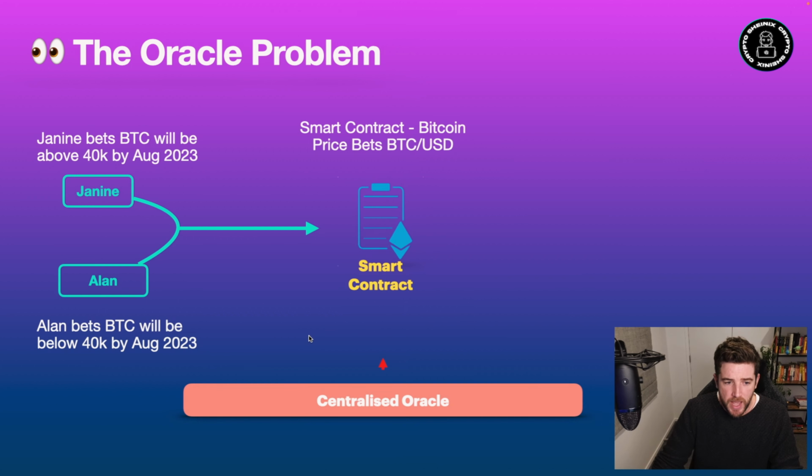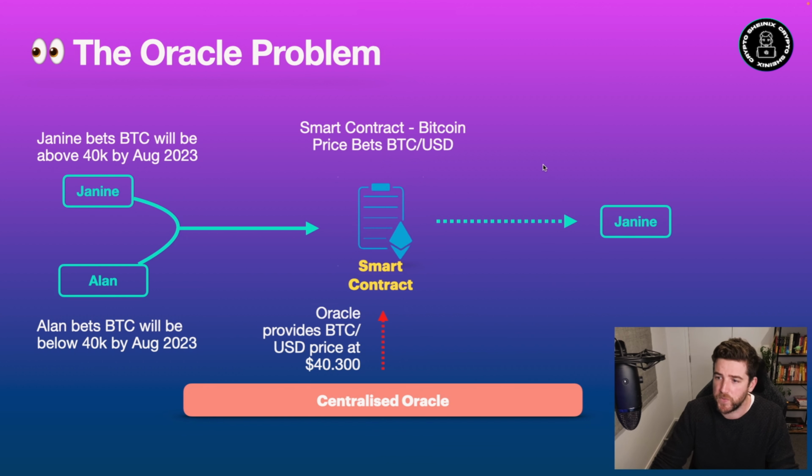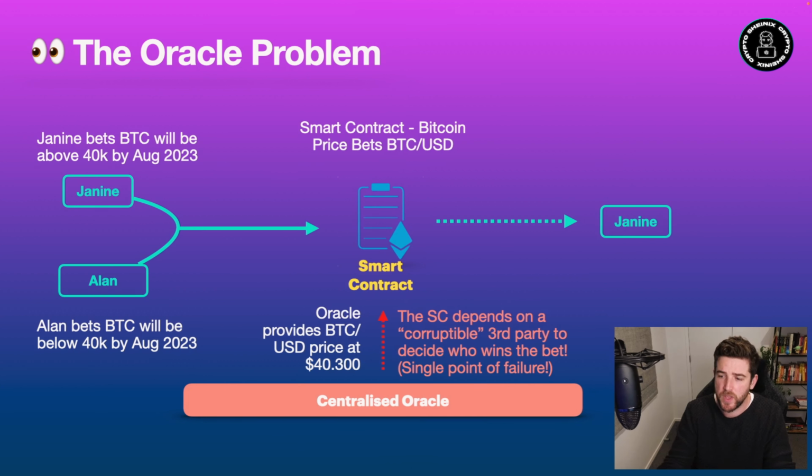So now August came and the oracle provides the Bitcoin USD price at 40,300. This means that Janine wins the bet, but there is a problem here, and the problem is that the oracle is centralized. So the smart contract depends on a corruptible third party to decide who wins the bet, and it is a single point of failure, because nothing guarantees that Alan could not have gone on the side and attacked the oracle, or maybe did something with the company and said, hey, let's share the winnings of this bet if you provide this price on this day, right? It's prone to corruption, really.